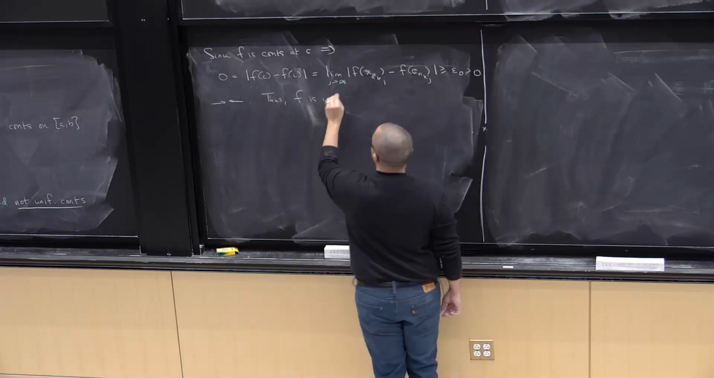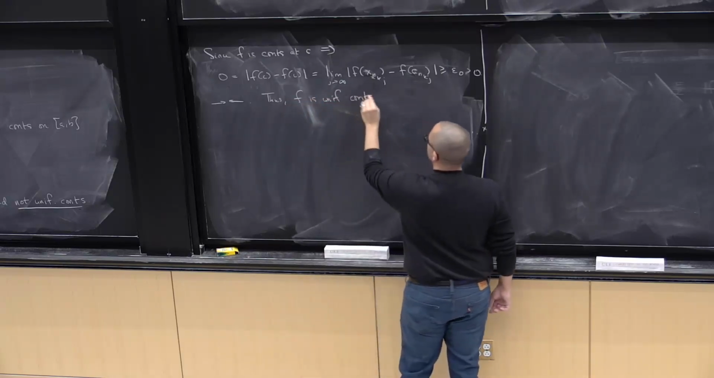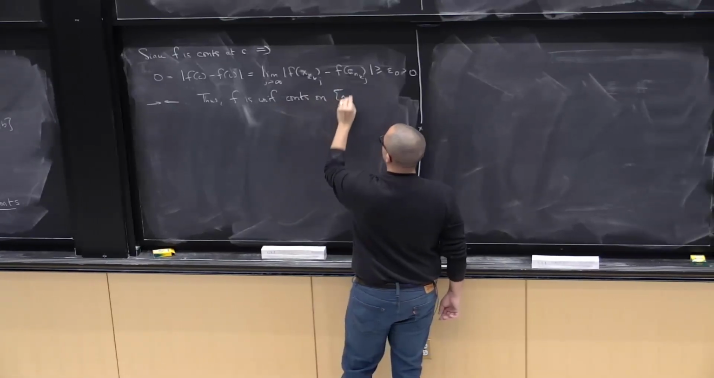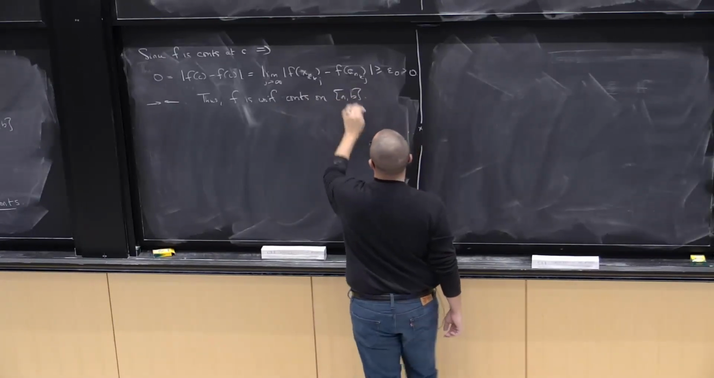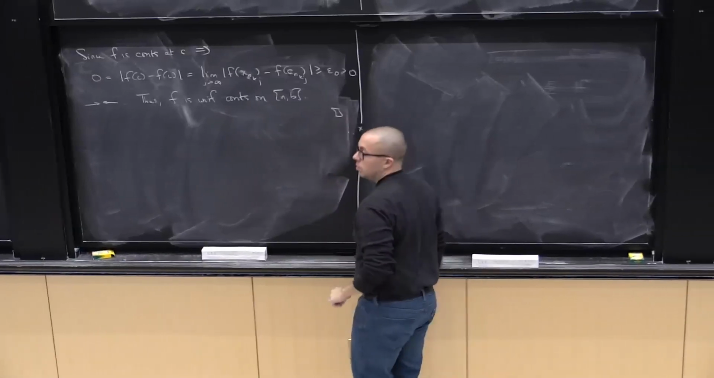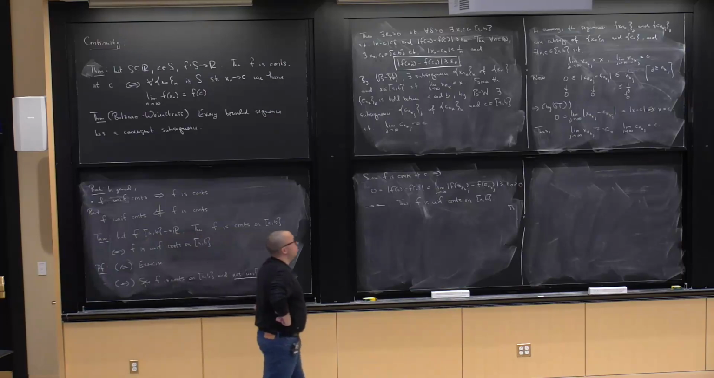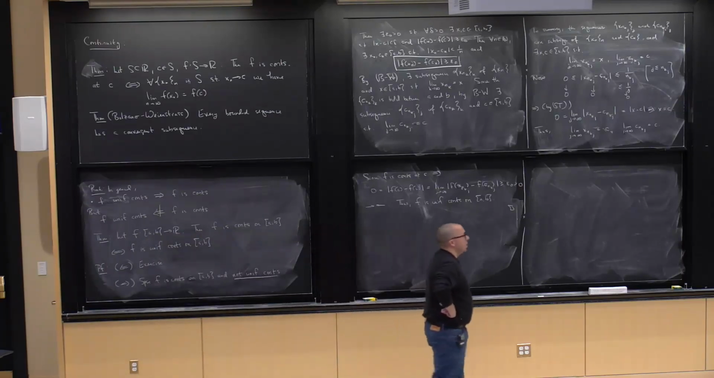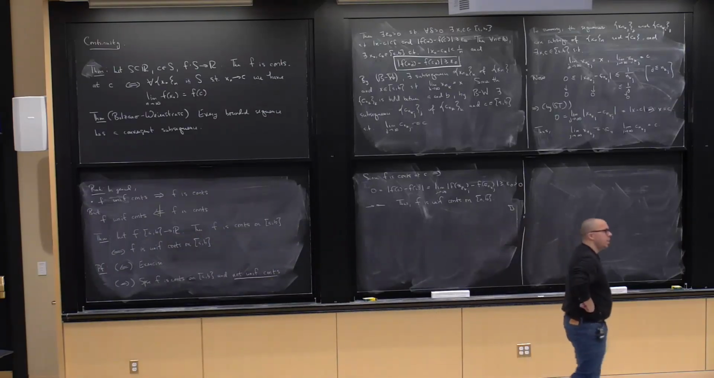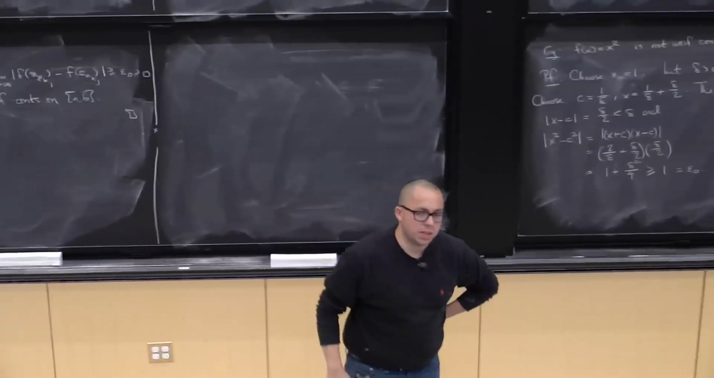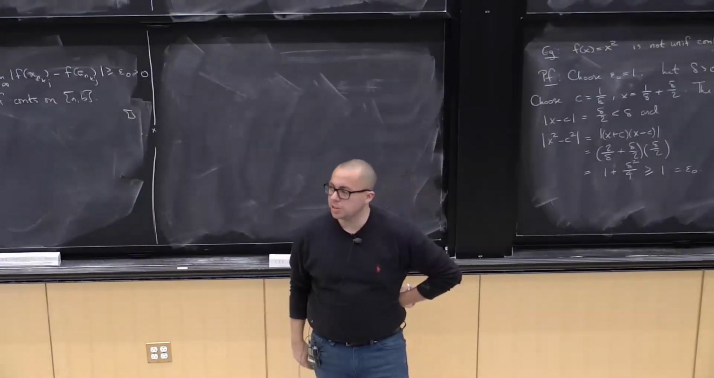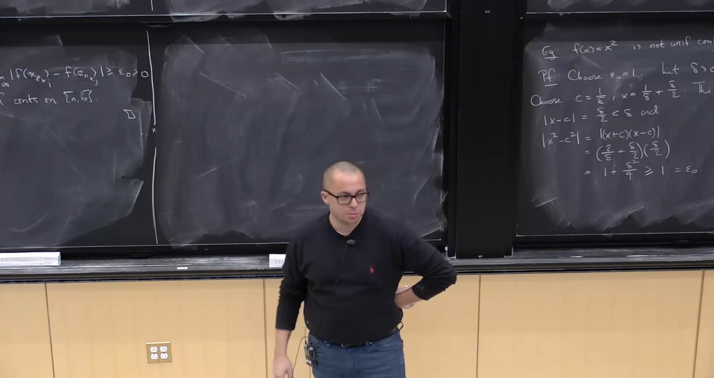Thus, f is uniformly continuous on [a, b]. Okay. All right. So that concludes what we'll say about continuity. And as you'll note, going forward, we're going to cover topics faster. That's just because we have more machinery to work with.